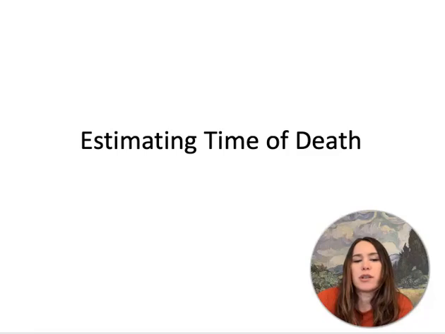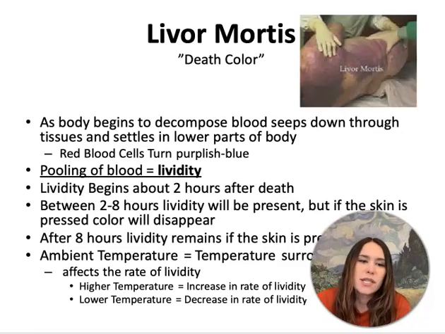So the first thing you should know is something called livor mortis. Livor mortis is the color of death. The color of death basically means how, as the body decomposes, the cells start to break down and blood will start to pool and settle on a certain part of the body. The blood cells end up turning a purplish blue color. The pooling of blood is called lividity.